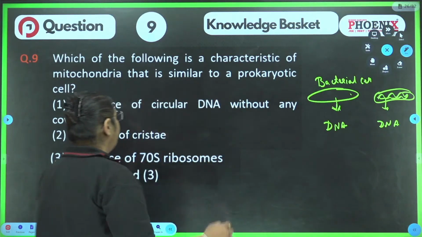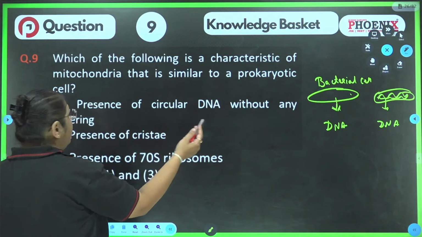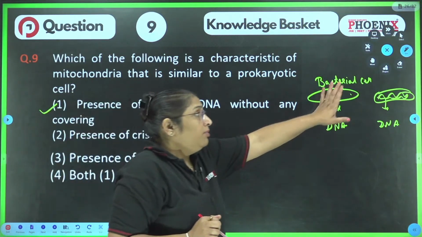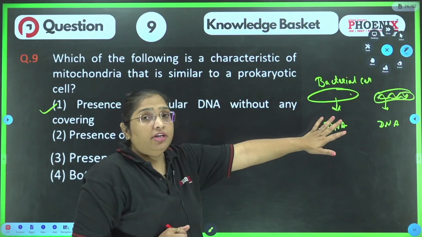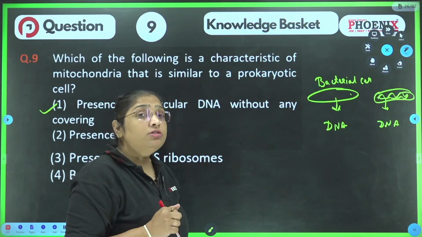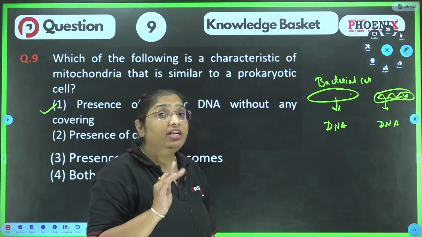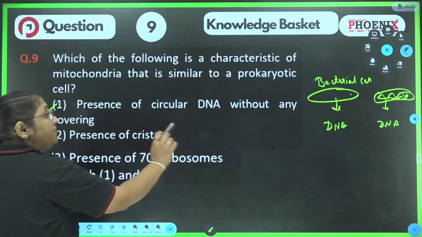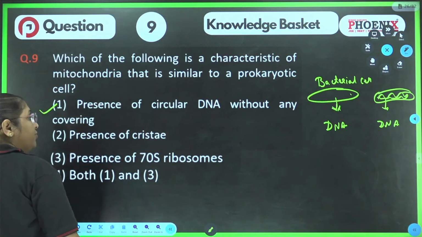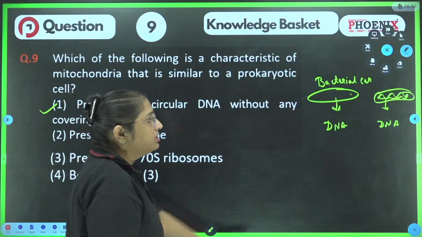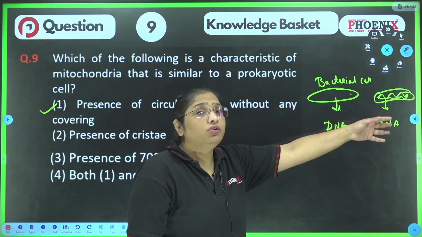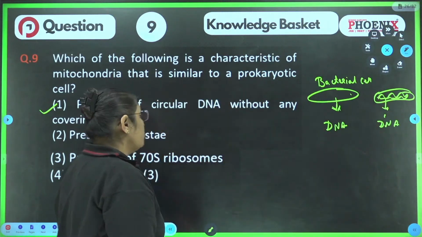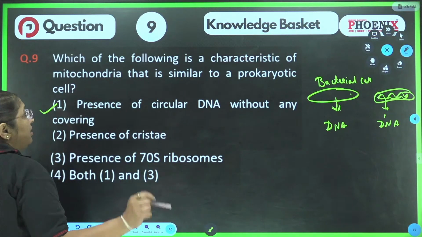Now here it is written, presence of circular DNA without any covering. Yes, the first is there, because in the difference we saw between prokaryotic cell and eukaryotic cell, the prokaryotic cell does not have a well developed nucleus. Okay, so the first is right, presence of circular DNA without any covering. Presence of cristae, no, because that is a characteristic of mitochondria, the folds that form. But it is not in the prokaryotic cell.